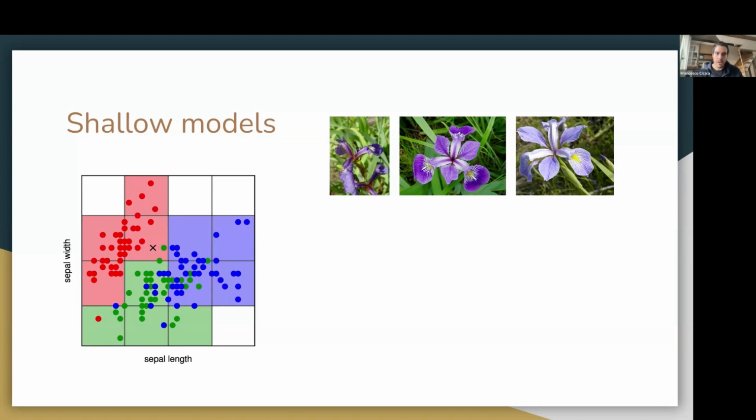This is a simple approach that we can follow. We have this grid of configurations of width and length, and we start coloring different regions of this grid with the colors for each class. So in this case, the little cross close to the center of the diagram will be classified as red, because that cross belongs to a region in the grid that has many red points inside. So most of the flowers in that region are red. And so it's like a voting system, right? Where the points in each element of the grid are voting for their own class, and the class with the highest number of votes will be assigned also to the new point that we are trying to classify.